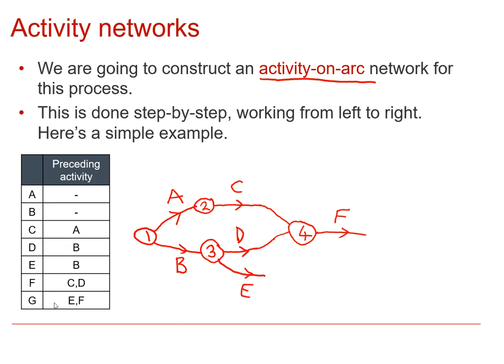And then finally, activity G depends on E and F, so that means that these two activities must connect to another event, which will be number 5. And then that activity G depends on both E and F, so that can go there. And then one final event representing the end of the process, which in this case is event number 6. So that's a simple example completed.